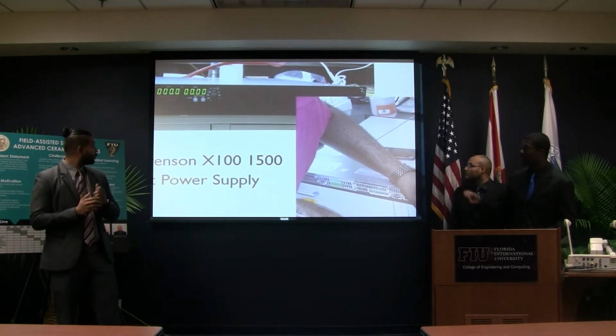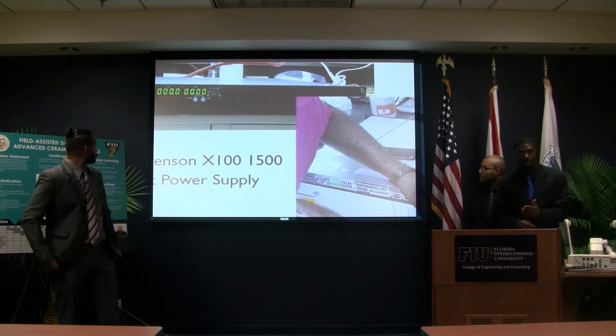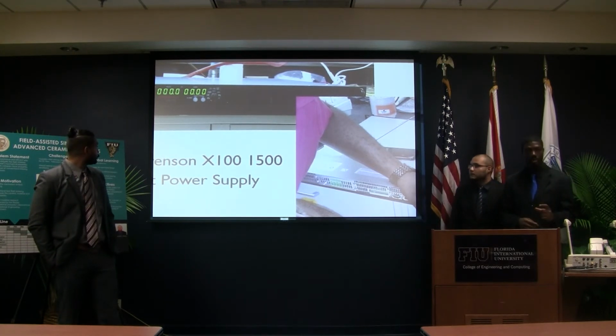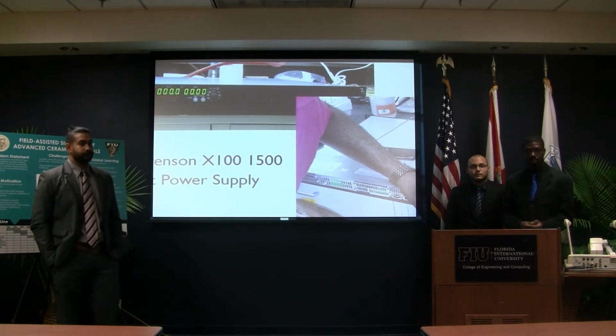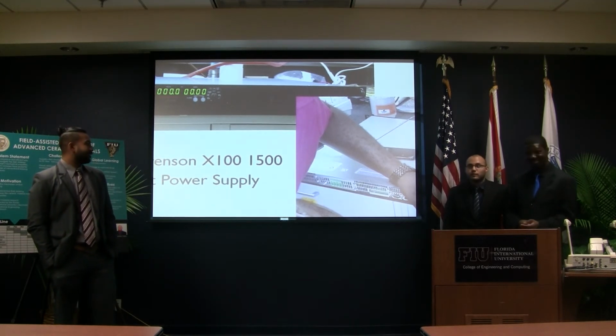Right here on the top left with the numbers on the right, there's a knob to control the amount of amps output as well as voltage. So how many amps were you using? We did different trials. We did all the trials.